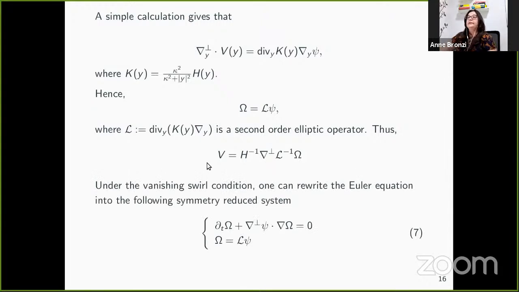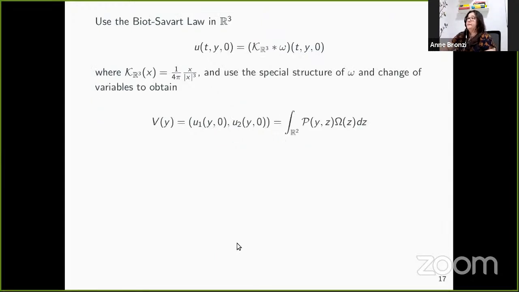All right, and under this helical and no swirl condition, we can rewrite the Euler equation. Actually, if we start with the solution U of the Euler equations, which has helical symmetry and no swirl, then you obtain this equation for omega and psi, okay, which satisfies this relation here. Okay, then what we try to do.